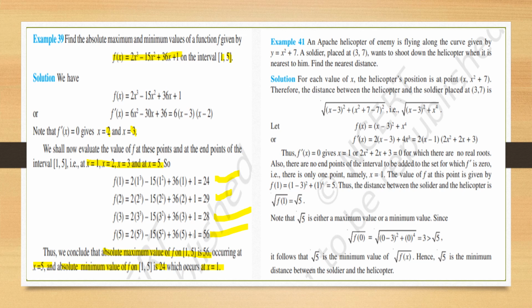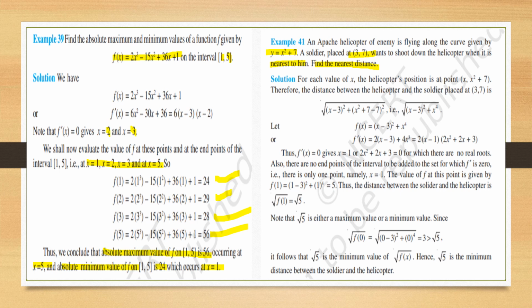Now let us see this example. This is a very important question and a very good one also. An Apache helicopter of the enemy is flying along the curve given by the equation y equals x square plus 7. A soldier placed at the point (3, 7) wants to shoot down the helicopter when it is nearest to him. Nearest means the distance is minimum. You have to find that nearest distance also.